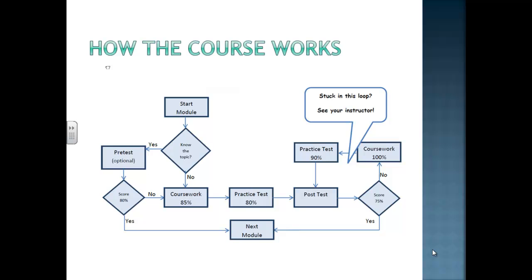If you do not score 80, you enter the coursework, where you must score a minimum of 85% on all homework to complete it. Satisfy that requirement, you can go to the practice test. Practice test, you must score 80 or above to unlock the post-test. Once you take the post-test, the required score for passing is 75%. Score 75 on the post-test, you can proceed to the next module.